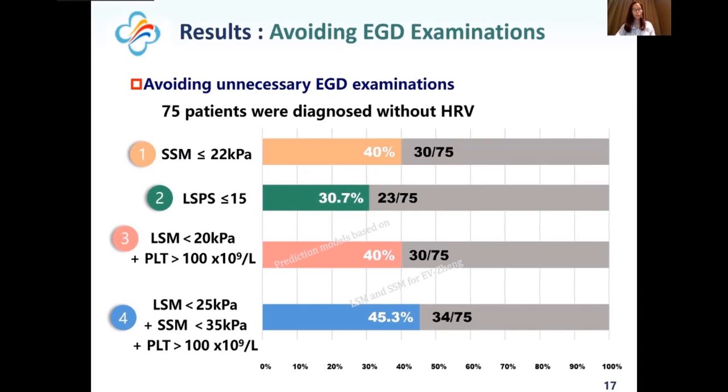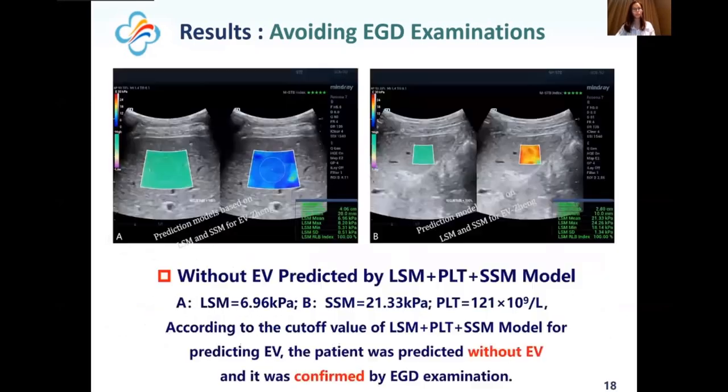In our study, 75 patients were diagnosed without HRV. The best result is that 34 out of these 75 patients fulfilled the cutoff values of the LSM, SSM plus PLT model. That is to say, nearly 45.3% of EGD screenings could be avoided.